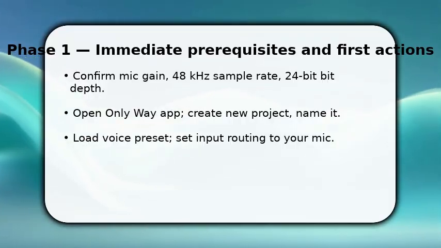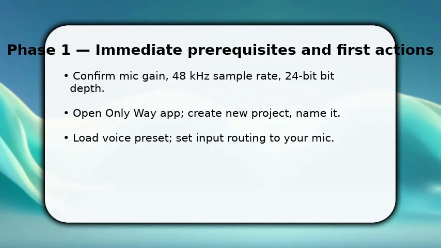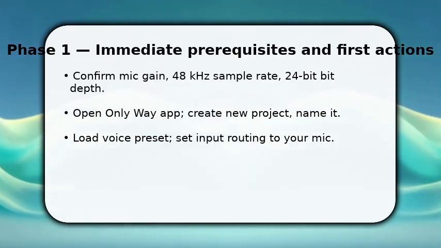Make sure to record a short test phrase, listen for clipping or noise. If you hear distortion, drop gain by 3.6 dB and retest. This establishes a reliable baseline before you process further.